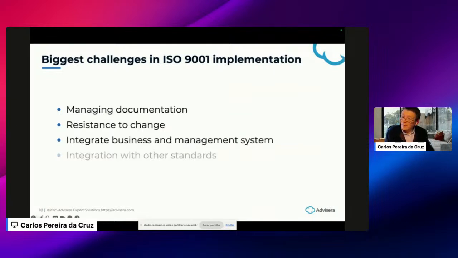Now, next topic: integrate business and management systems. Okay, so a key mistake in ISO 9001 implementation is treating it as a separate compliance exercise rather than an integral part of the business. The management system should align with business goals, not operate in isolation. This means integrating quality objectives into strategic planning, using performance metrics that reflect business priorities.